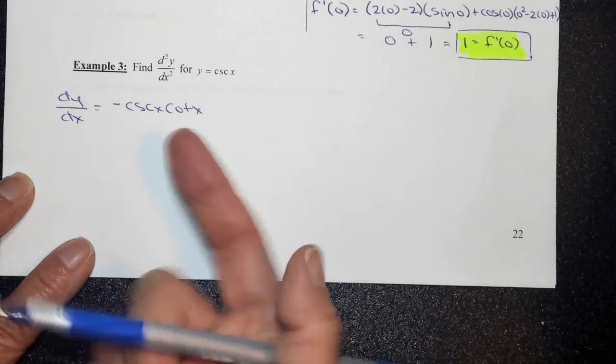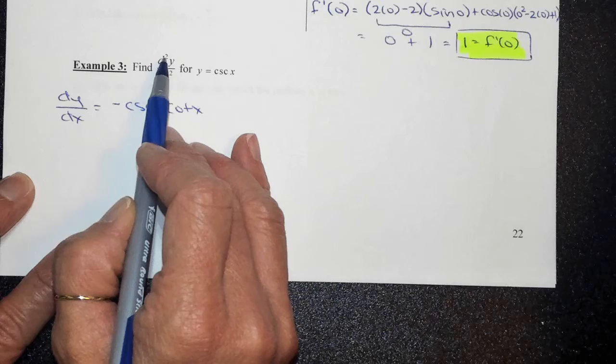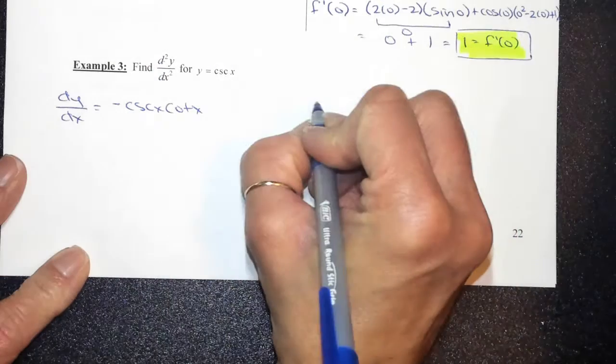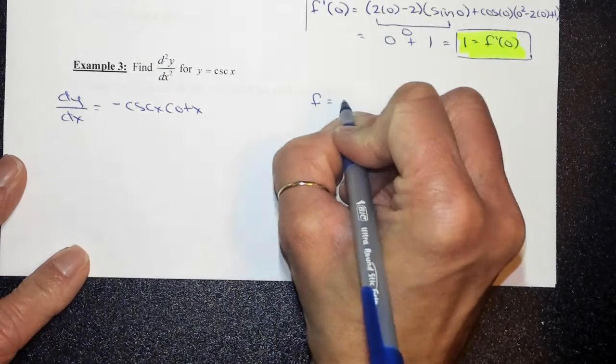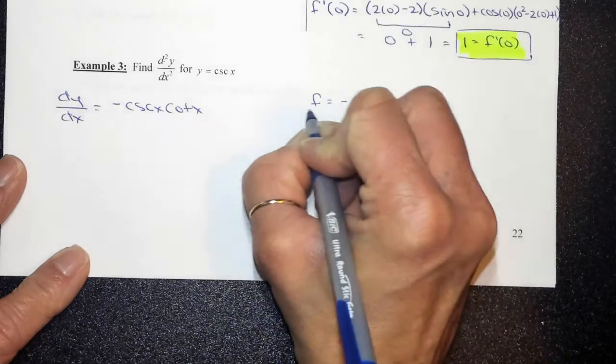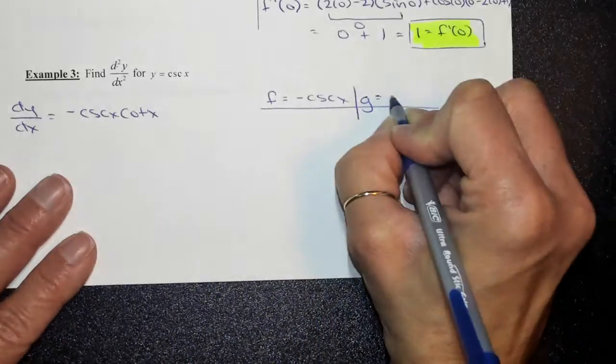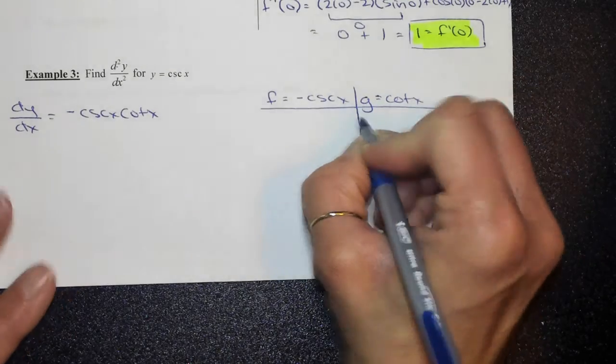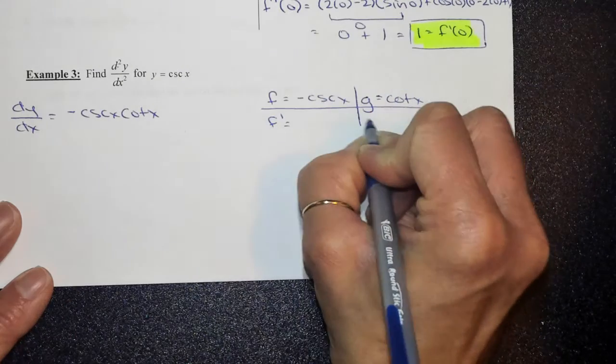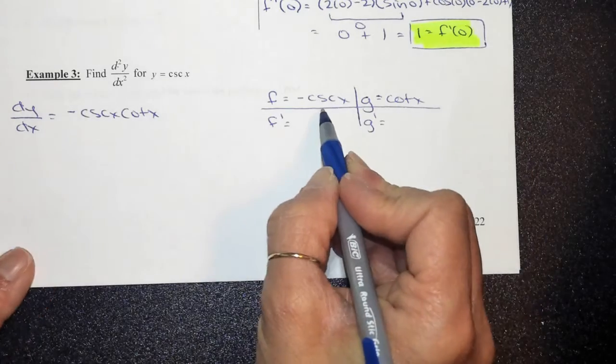But now, with this being the product, I have to use fig-figgy for my second derivative, which means I need to say, okay, I want f to be equal to negative cosecant of x, and g to be equal to the cotangent of x. So I have f prime and then g prime. So I need to make sure I know my derivatives.